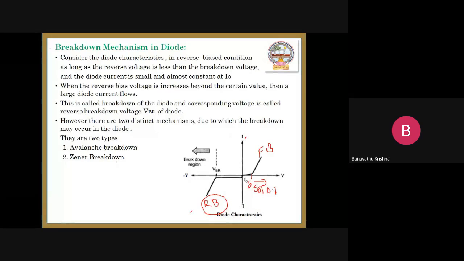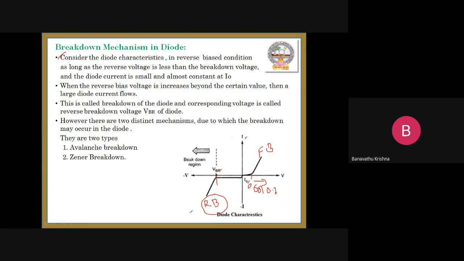Coming to the first point, consider the diode characteristics in reverse bias condition as long as the reverse voltage is less than the breakdown voltage. Here we can mark this point as VBR, where V is voltage and B is breakdown in reverse bias, the breakdown voltage region. If the applied voltage exceeds this level, breakdown occurs and the current suddenly increases. It may damage the PN junction diode. That problem will be overcome in the next concept.